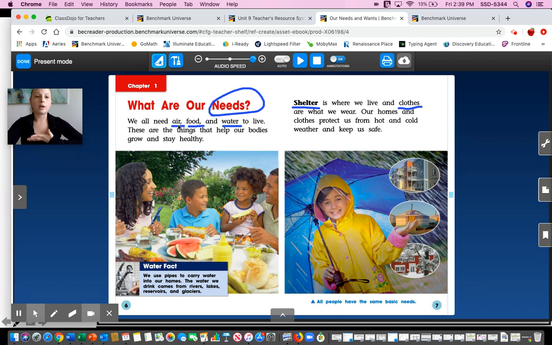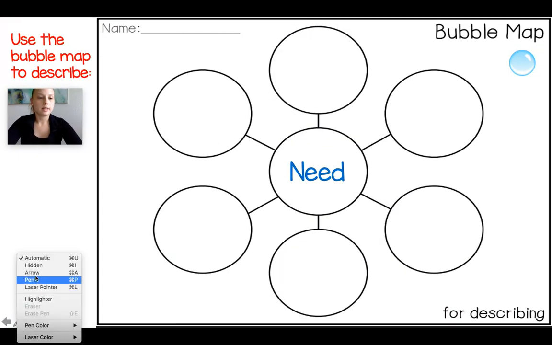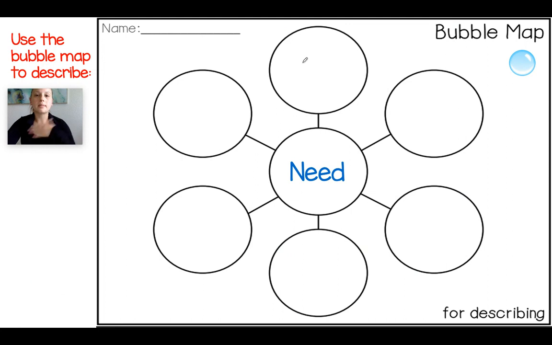We need air. Ready? Everyone take a deep breath. Let's write air. And I'm not going to worry about spelling. I'm going to sound it out. Ready? Take it out of your mouth in slow motion. Air. Eh, eh, eh. E. Air.